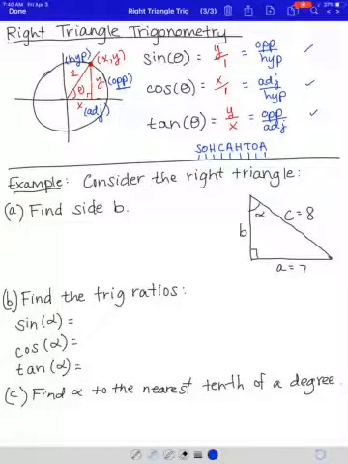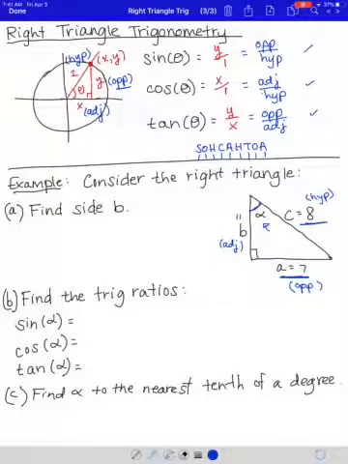Okay, now let's take a look at this example. We have a right triangle, and our first job is to find side B. Notice we're given the leg A and the hypotenuse C. We've also labeled this angle up here alpha. This angle is opposite from side A, so A is our opposite side from alpha. C, of course, is our hypotenuse, and B is going to be our adjacent side. Our first job is to find the length of side B.